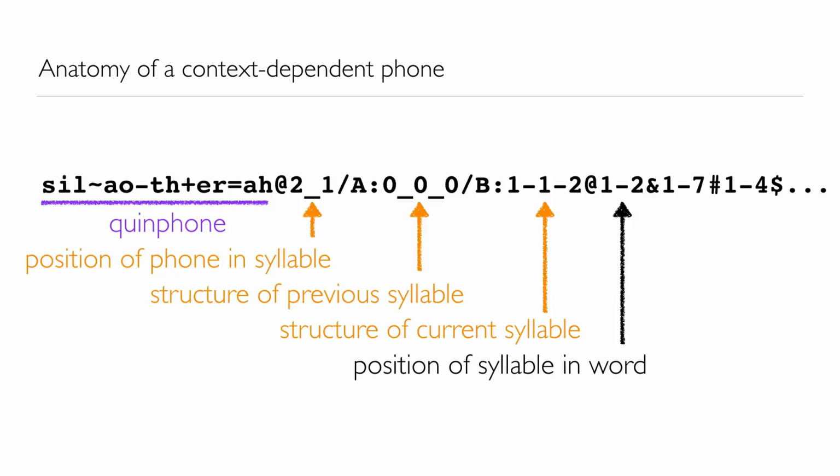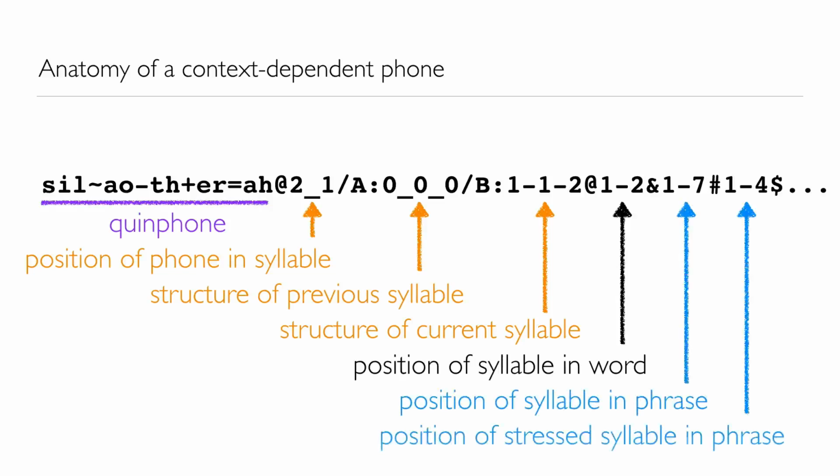And we have the position of the syllable in the word, the position of the syllable in the phrase, and the position of the stressed syllable within the phrase. We have a lot of other features as well, like the parts of speech and the positional features of the words within the phrases, and whatever features we can add. Some of them are encoded as numerical features, and most of them are encoded as binary features.